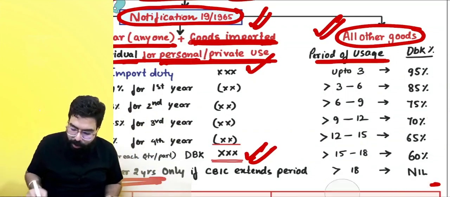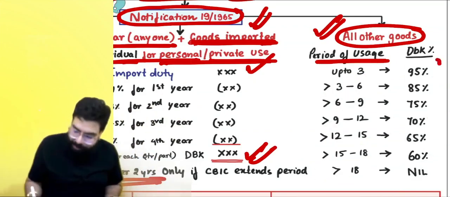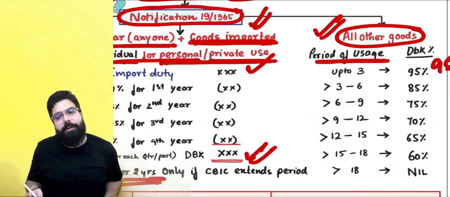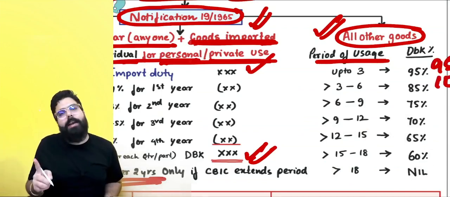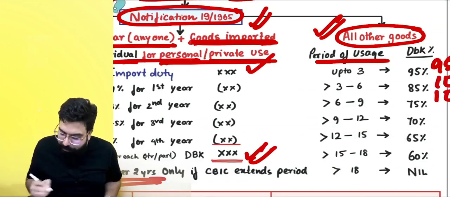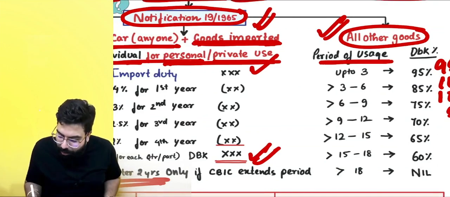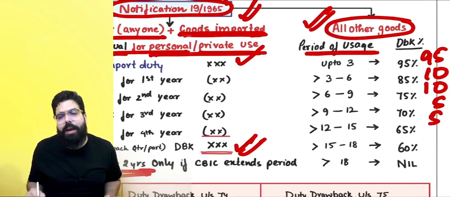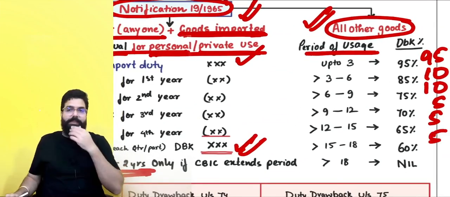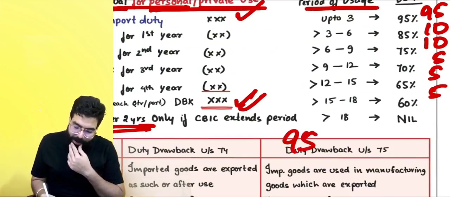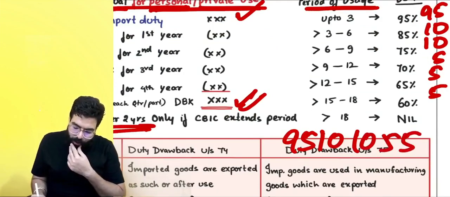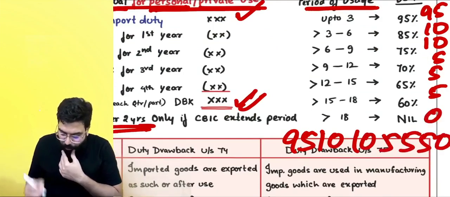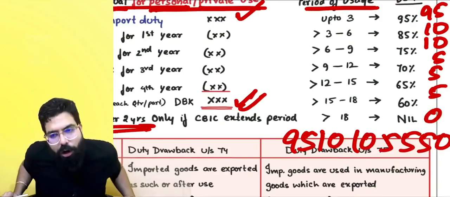Be very careful. First they told up to 3 months 95%, then 10% reduction, 95 minus 10 is 85, again 10% minus 75, again 5% minus then 70, again 5% minus then 65, again 5% minus then 60. So it is 95, 10, 10, 5, 5, 5 and then 0. Yes, sir, we all got it.